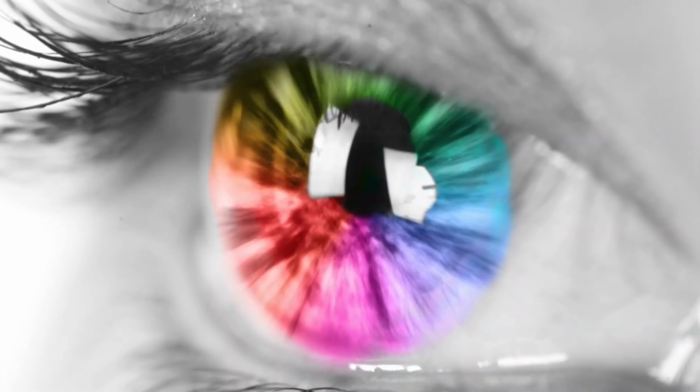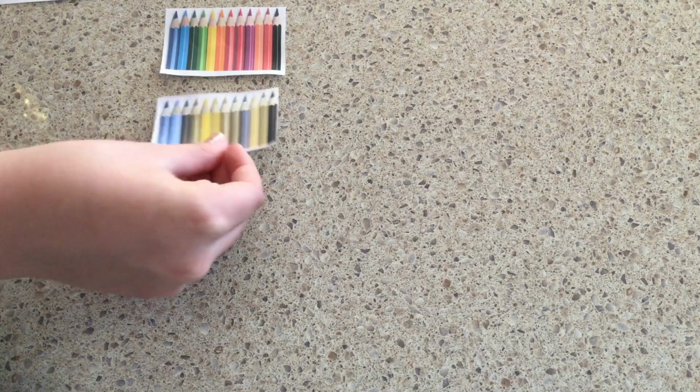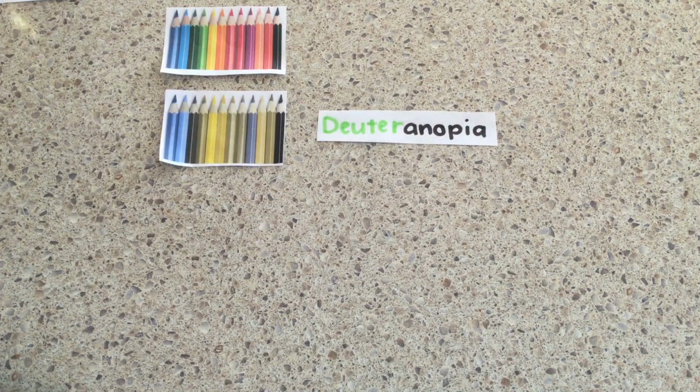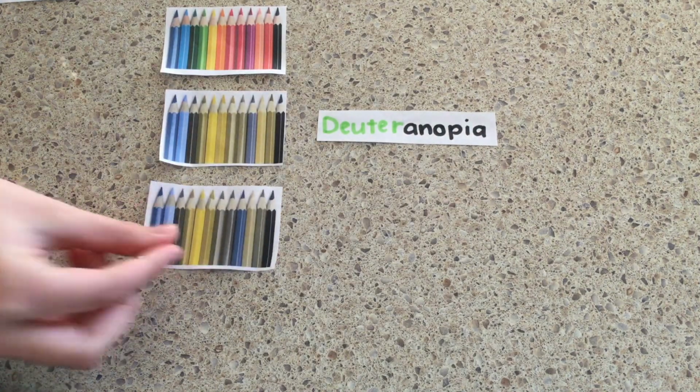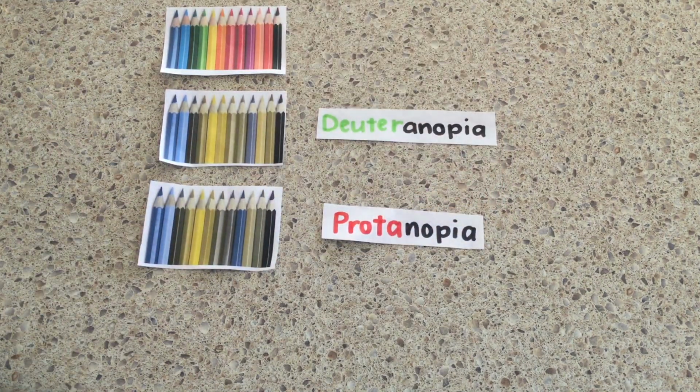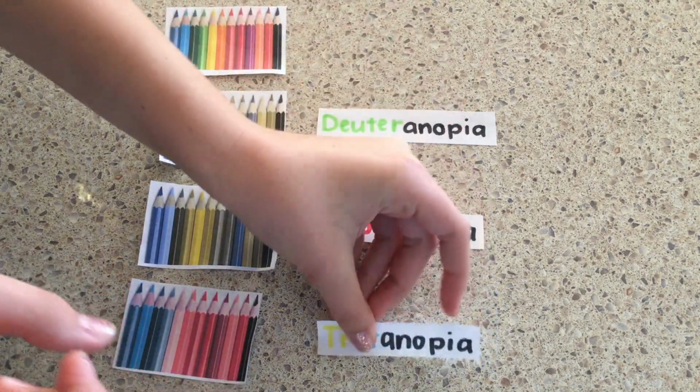Some people suffer from a condition known as colour blindness. Deuteranopia is green colour blindness. Protanopia is red colour blindness. And tritanopia is blue and yellow colour blindness.